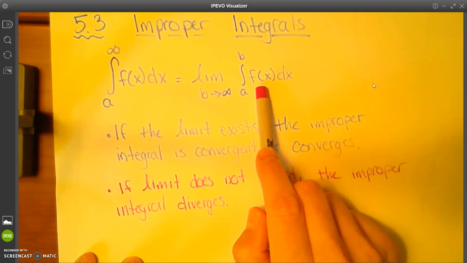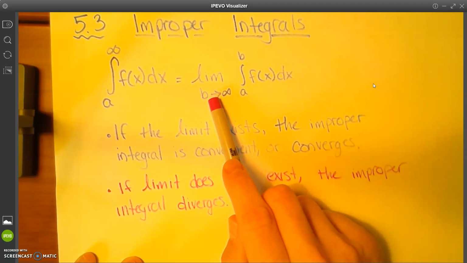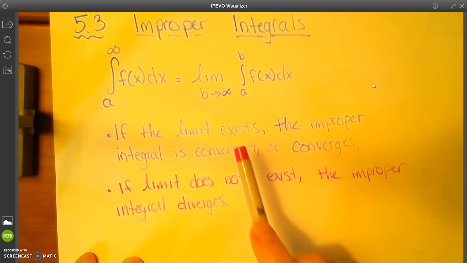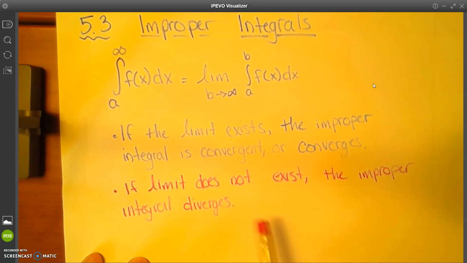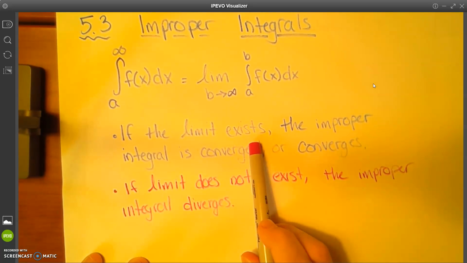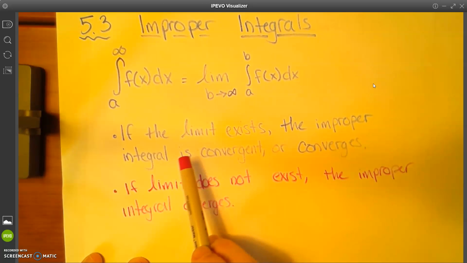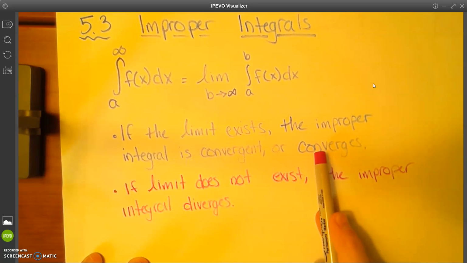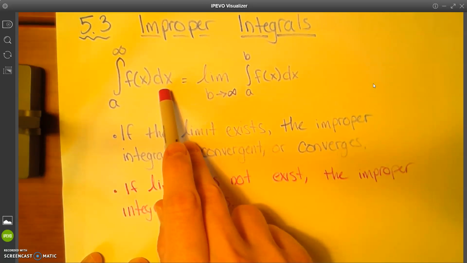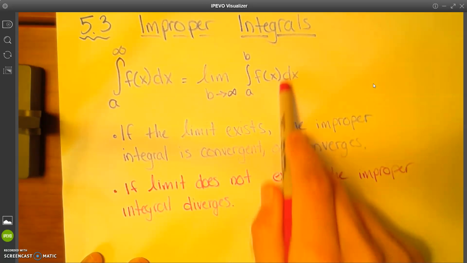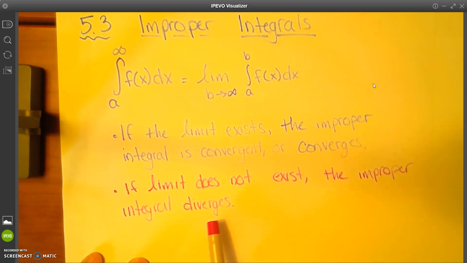And there's two things that are going to happen. The limit as b approaches infinity either exists or it doesn't. So if the limit exists, it is a real number. If the limit hits a real number, then the improper integral is convergent, or we say it converges, okay? And you would say that this integral equals whatever the numerical limit is.